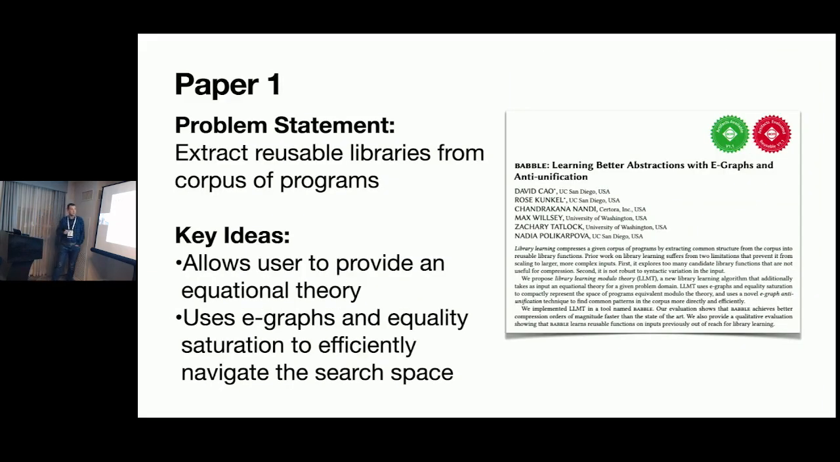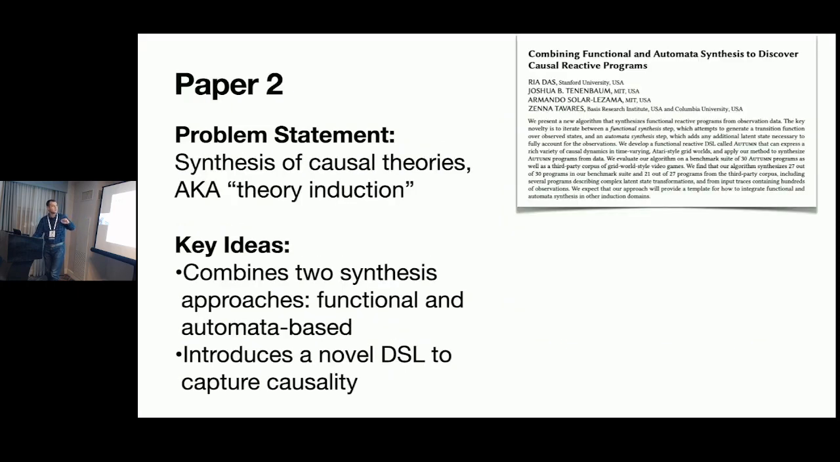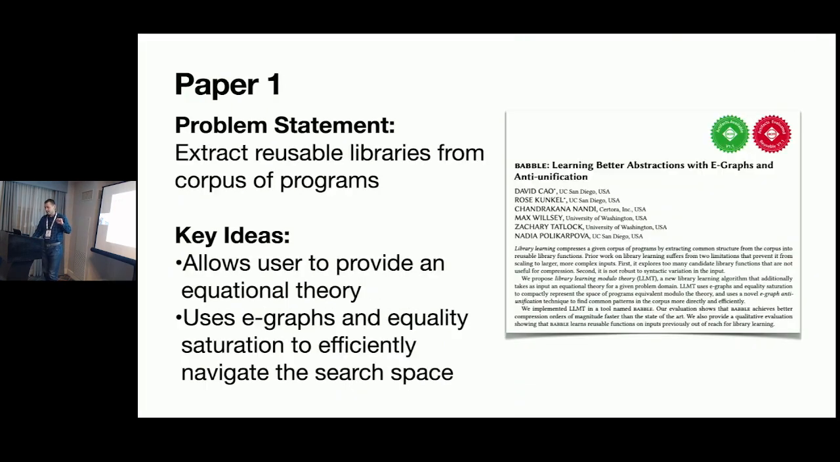So the next paper I want to cover, which is the first one in the session, is POPL, Learning Better Abstractions with eGraphs and Anti-Unification. Oh, and I should have said the authors. For the first paper, it's a group from MIT and Columbia and the Basis Research Institute and Stanford. The second group is a group from UW and San Diego, as well as Satora.